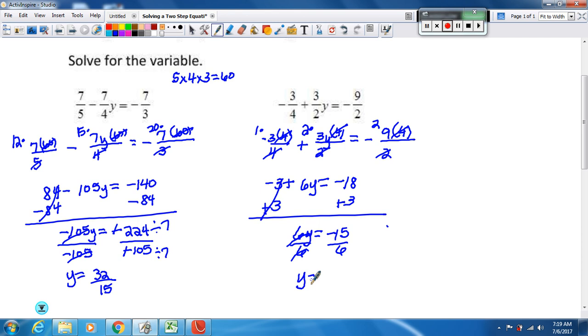Y equals negative. Okay, simplify your fraction. These can be divided by 3. So negative 15 divided by 3 is negative 5, and 6 divided by 3 is 2. So the answer for this one is negative 5 over 2.